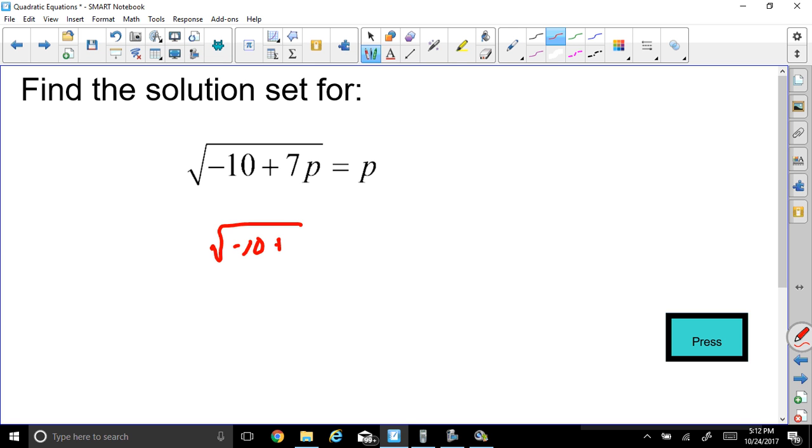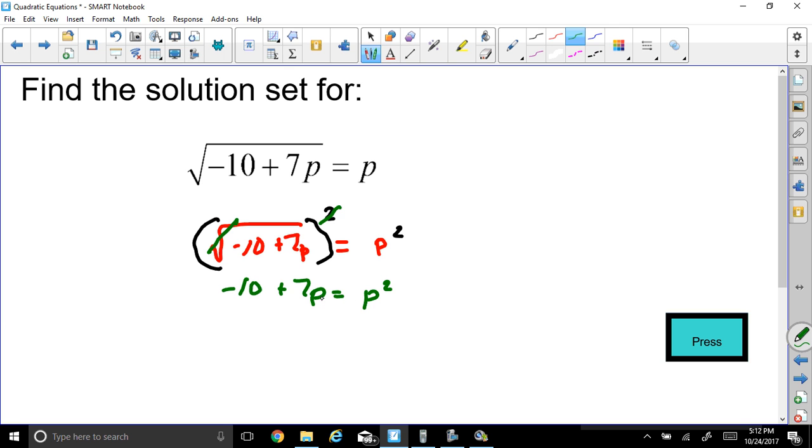Negative 10 plus 7p equal to p. So I'm going to multiply this whole thing by the opposite of square rooting, which is squaring. So I'm going to square both sides, because what that does, it cancels out the square root. Leaving me with what's left inside, the negative 10 plus the 7p. And on this side I have p squared.